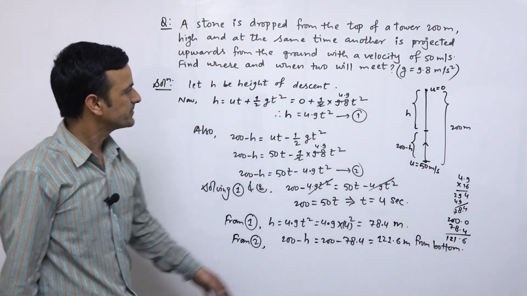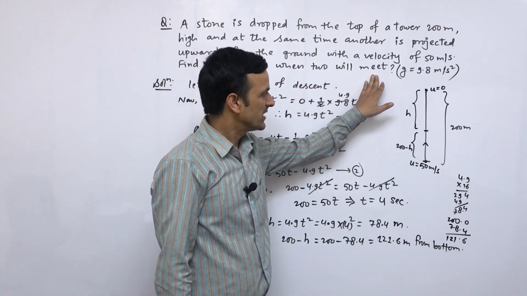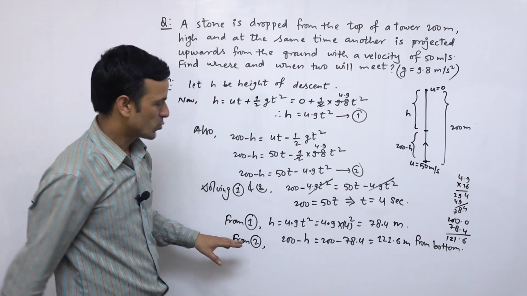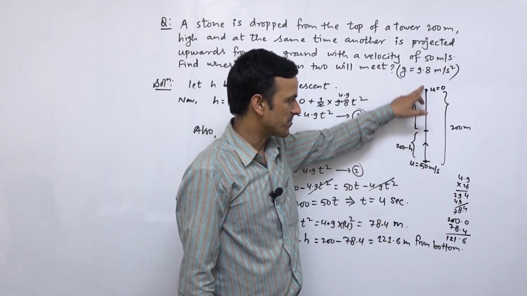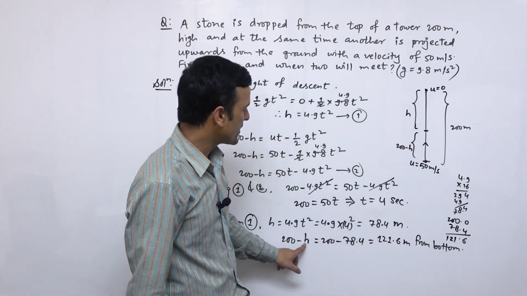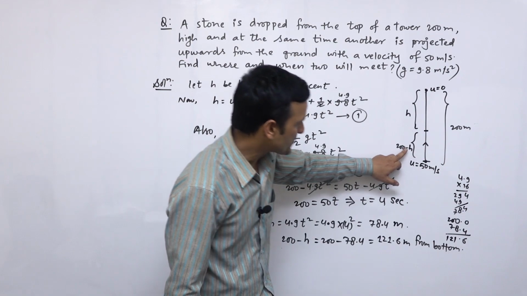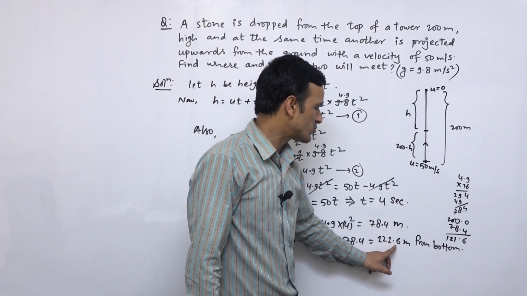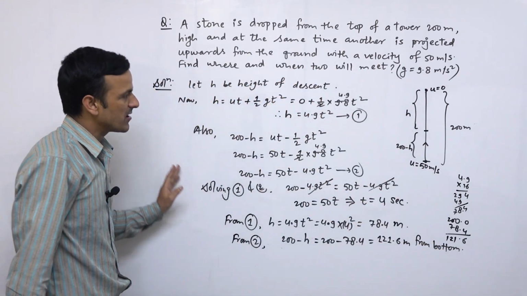So in this way we can find out the position and time at which this particle and this particle meet together. h means this one, 78.4 meters from the top, and 200 minus h, substituting the value of h in this position, gives 121.6 meters from the bottom. So in this way we can solve this problem.